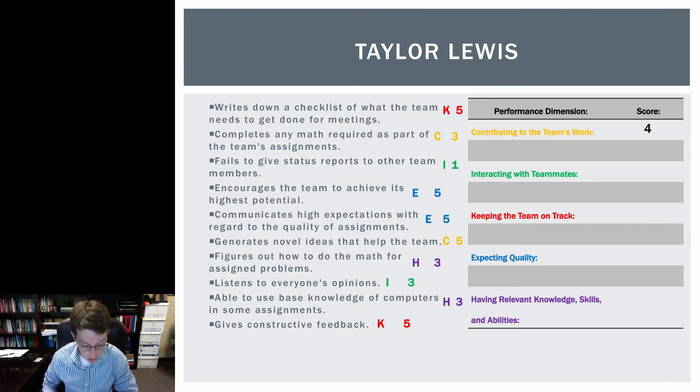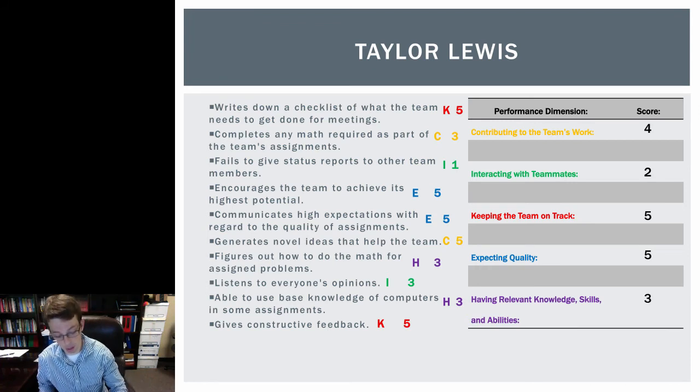Okay, for the next dimension, interacting with teammates, because we have a behavior that reflects low performance and a behavior that reflects moderate performance, this would deserve a score of 2. For the dimension keeping the team on track, both behaviors reflected high performance, so this would be a score of 5. Expecting quality would also be a score of 5, because both behaviors were rated as quite high. And then finally, having relevant knowledge, skills, and abilities, both behaviors reflected moderate level of performance, and so Taylor deserves a score of 3.